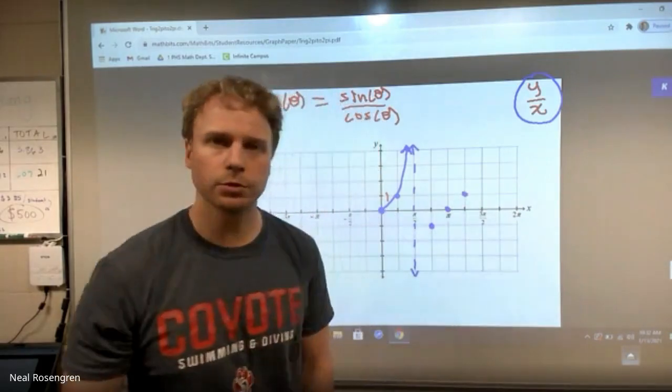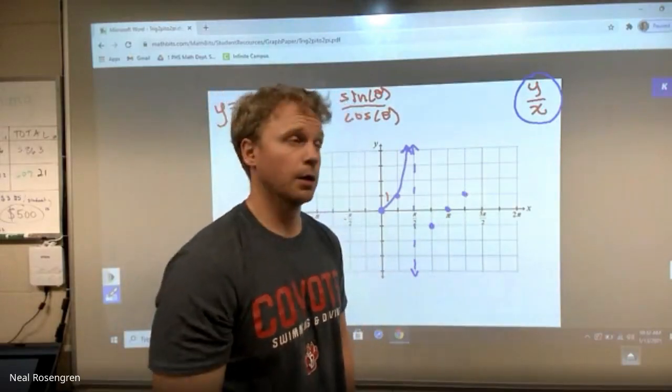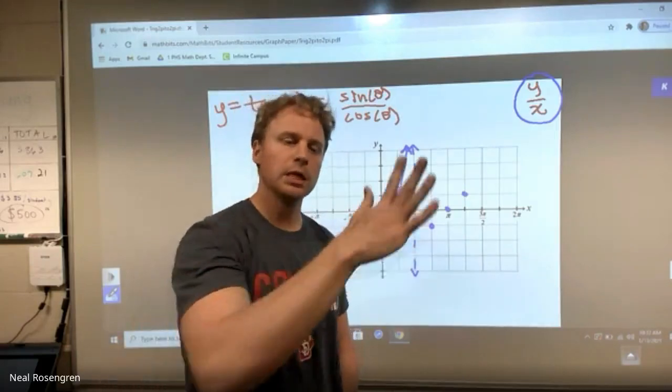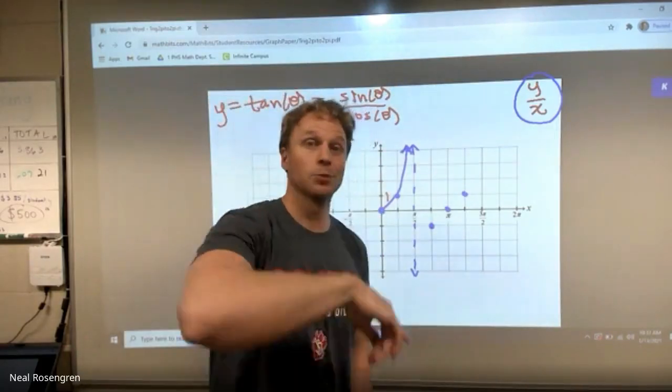So you got those 3 points, which kind of look like they're in a straight line, but they are not, okay? What you're going to see is that if we plotted the points in between, you would see this kind of curvature, and I'll show you what that looks like in a second. But I want to talk about what happens when we get to 3 pi over 2.